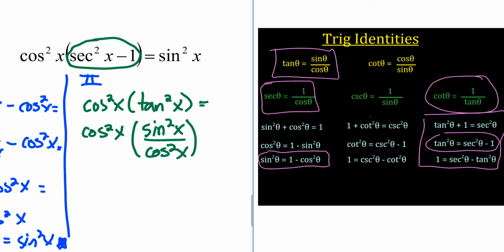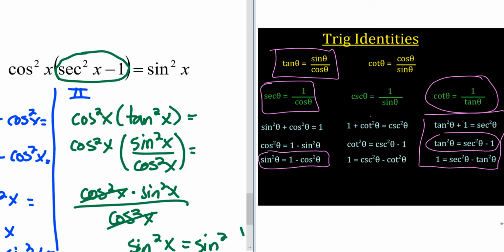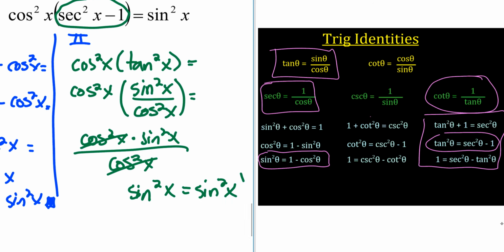Well, if we multiply these, we get cosine squared x times sine squared x over cosine squared x. The cosine squareds cancel out, and we're left with sine squared x. Oops, there we go. I don't know why I put a box around that. I didn't need that. So this would be the end of our proof. We'll just put that little rectangle. I don't need this mark here either. Get rid of that. There we go.